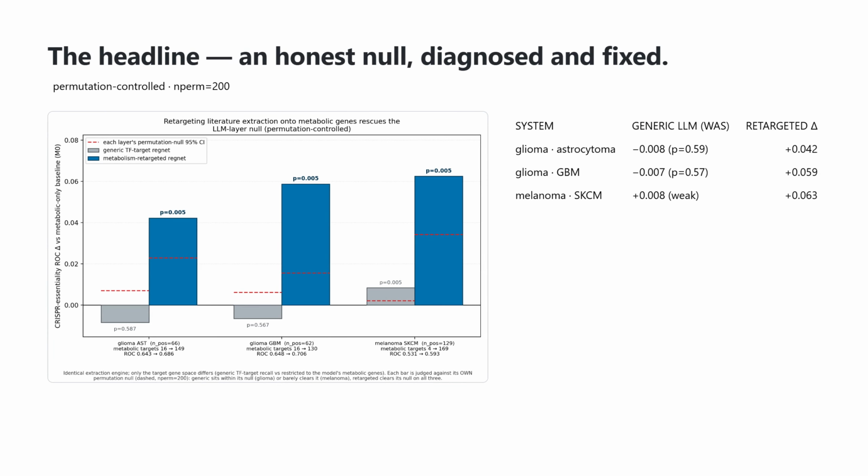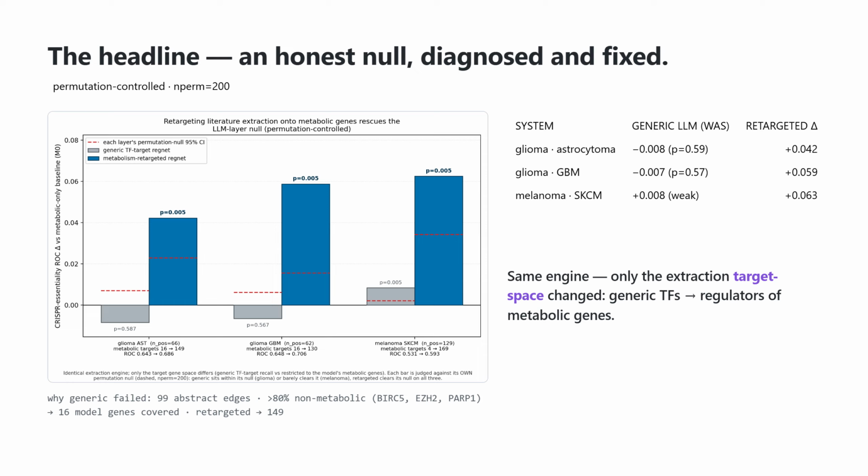A generic literature network was a null: no effect in glioma, no effect in melanoma. Retarget the same extraction onto regulators of metabolic genes, and the lift appears: plus 0.04 in glioma, up to plus 0.06 in GBM and melanoma, every one at p equals 0.05. Same engine, only the target space changed, controlled with essentiality-blind extraction and a feature shuffle permutation test.